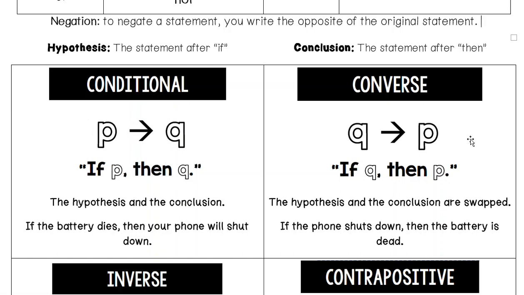The converse is just taking that and we're swapping the position there. So if Q, then P. So we say if the phone shuts down, then the battery is dead. So we're just switching the order there.